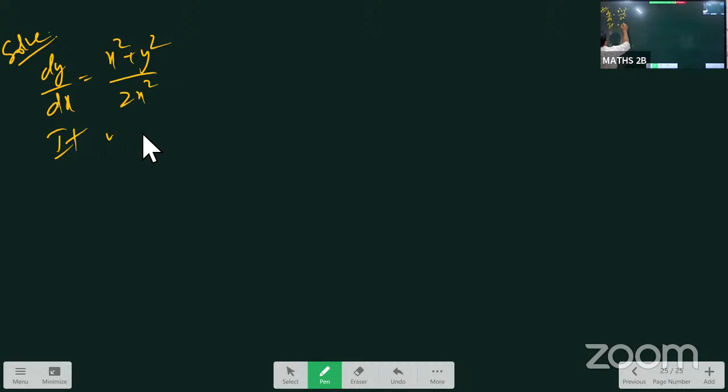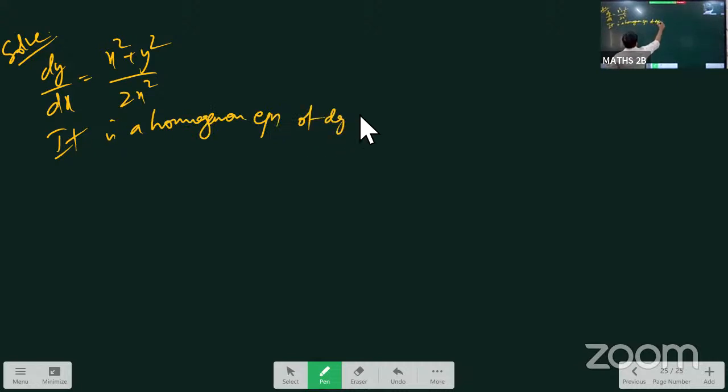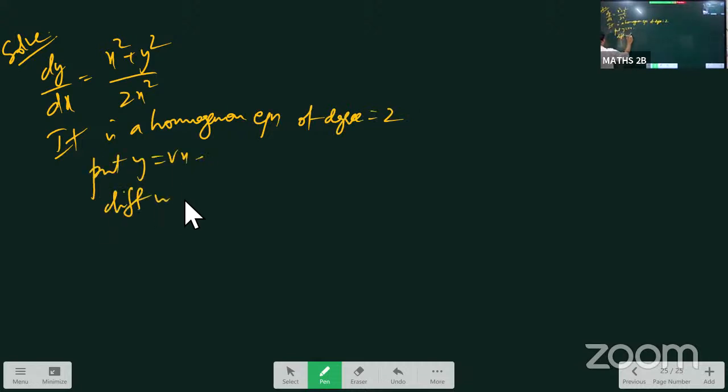So it is a homogeneous equation of degree 2 again. Put y is equal to Vx. Differentiate with respect to x. dy by dx equal to v plus, product rule you are applying, right? V into x: V as it is, x derivative is 1, and x as it is, dv by dx.